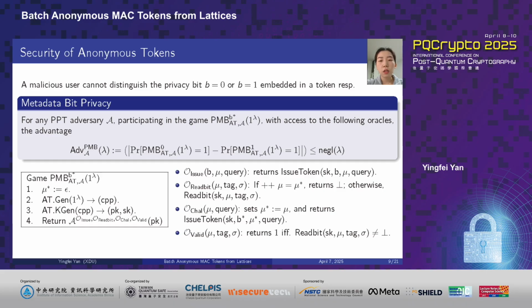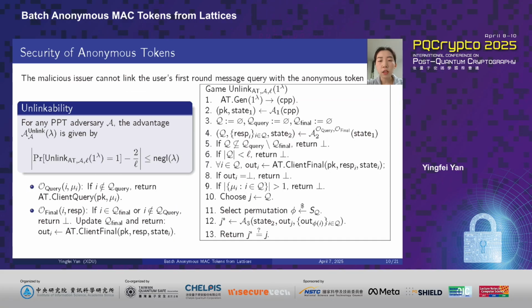Challenge oracle. This oracle embeds the secret bit into the challenge query, and the valid oracle allows the adversary to check whether a given token is valid. The adversary's advantage measures how well they guess the bit b star, so the requirement is that the advantage is negligible.